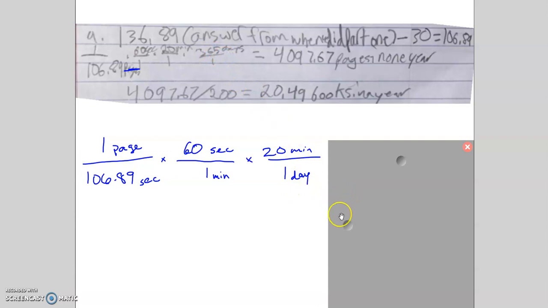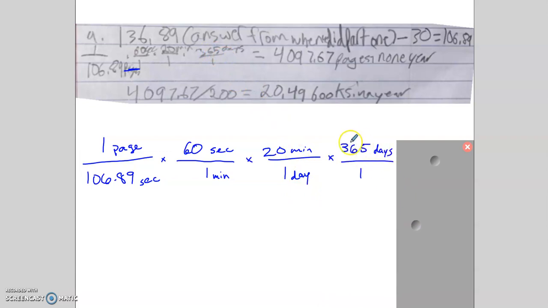And then here, that's 365 days in 1 year. And when you have those labels on the bottom and top, you can see that seconds cancels with seconds, minutes cancels with minutes, days cancels with days, and now I'm left with pages per year. Then they multiplied that out to get this number of pages per year and then changed it to books per year, but there's no reason to actually stop and do any calculating now because there's still another part we have to do.